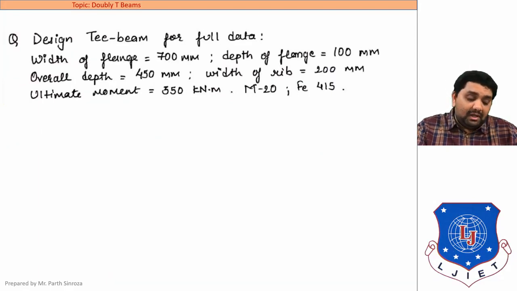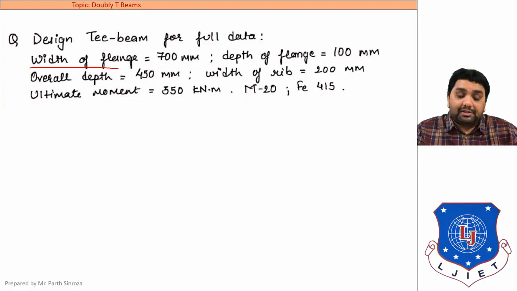The question here is: design a T-beam for the following data, or design a doubly reinforced T-beam for the following data. Till date the design problem has not been asked in detail, but we can't say that it won't be asked forever. So let us take an example.